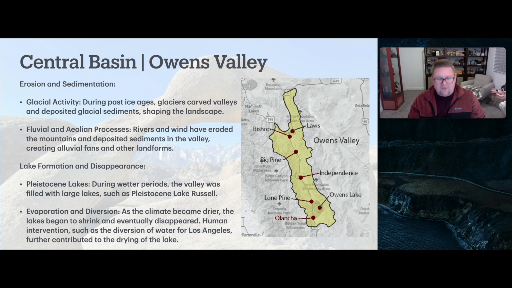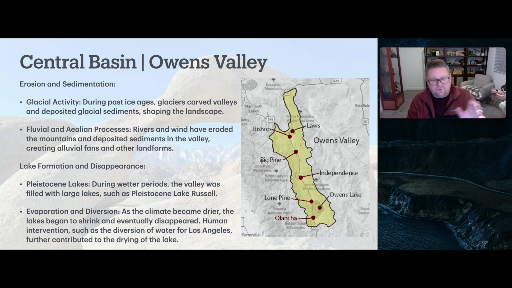So you have all of that present, but we also are going to have erosion, sedimentation, and then we have the lake. So glacial activity. During past glacial periods, these glaciers helped carve valleys and deposit glacial sediments around the surrounding areas, which ended up not just shaping the landscape, providing imperative nutrients for soil, for agriculture. They can actually grow quite a bit up there. Water's the problem, but the soil's pretty good.